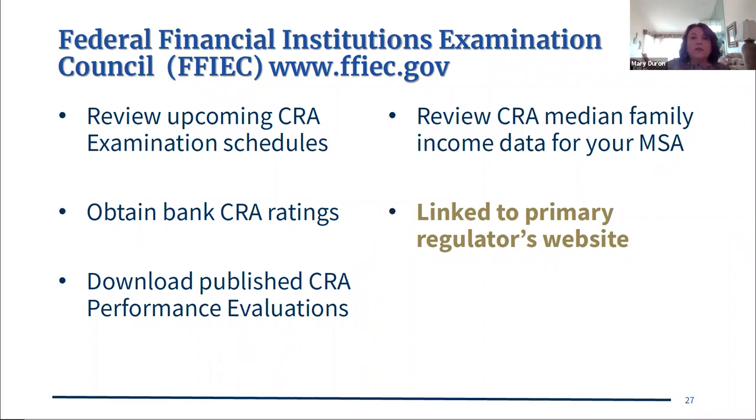The Federal Financial Institutions Examination Council, known as the FFIEC, has its own centralized website, so you can review the upcoming CRA exam schedules. You can go there to get the CRA ratings. You can also download the CRA performance evaluations. You can review the median family income data there per MSA. And it also links you to the primary regulator's website if you want to go further.